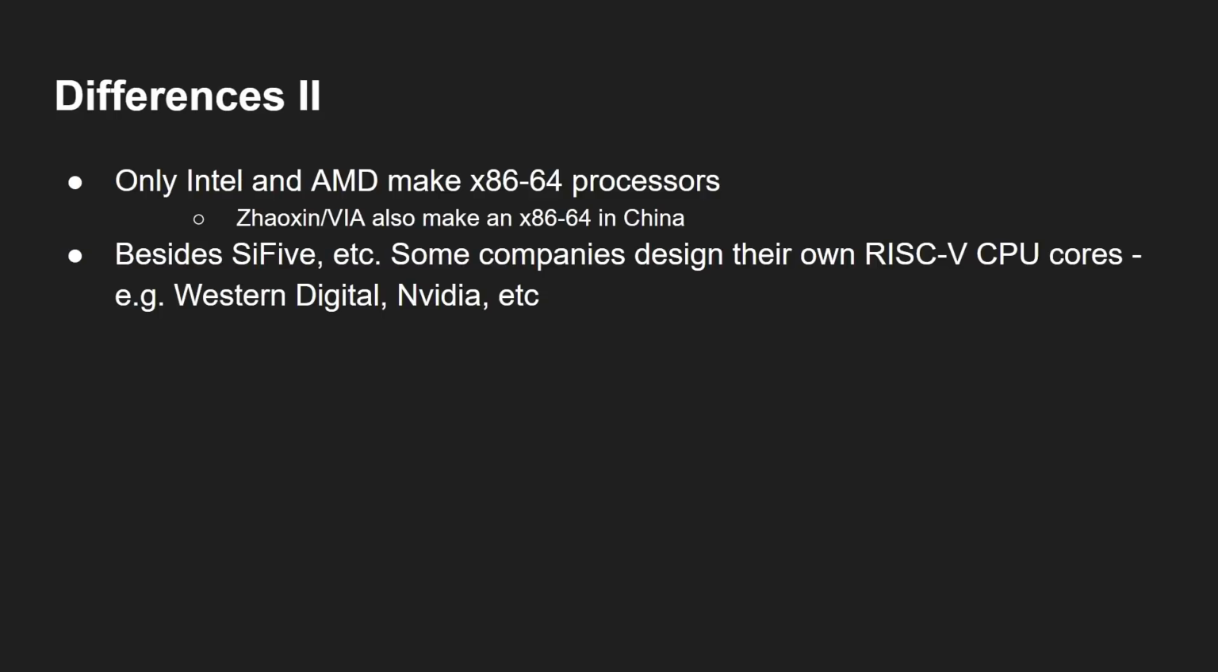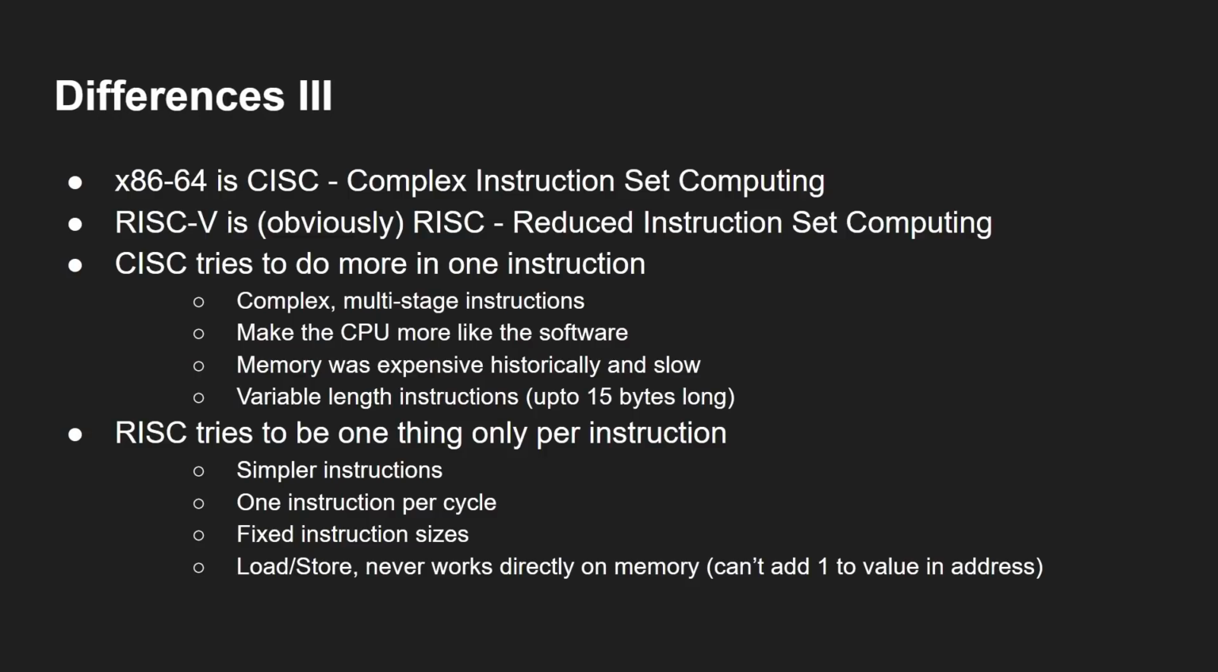Only Intel and AMD make x86, excluding China, whereas lots of people can make RISC-V cores. And of course, the big difference is x86-64 is CISC, complex instruction set computing, and RISC-V is obviously RISC, the whole reason why RISC exists, the paper written by Patterson defining RISC and why it was different and important compared to CISC. CISC tries to do more in one instruction, so complex multi-stage instructions make the CPU more like the software. Memory was expensive and historically it was slow.